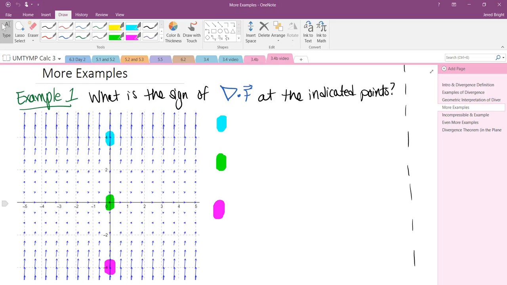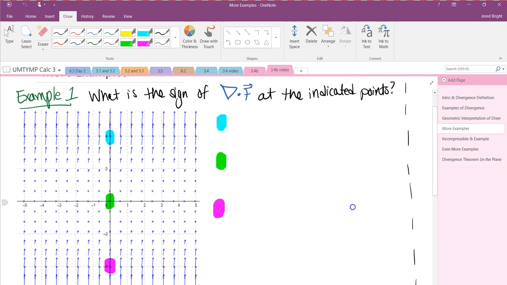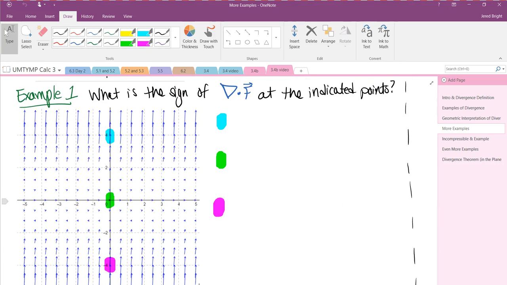Alright, more examples, and we're going to try to rely on our geometric understanding of the divergence as much as possible here. In our first example, we're curious about the sign of the divergence at the indicated points. Take a minute and pause the video, see if you can answer these for yourself.